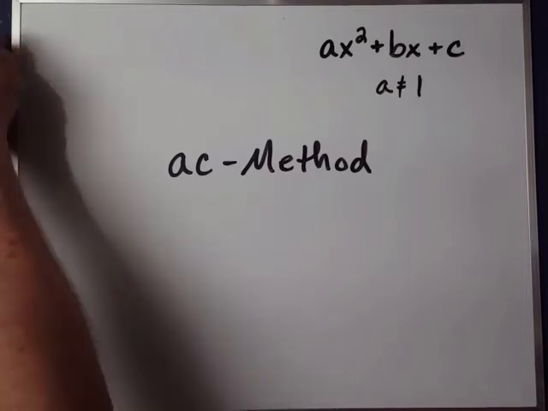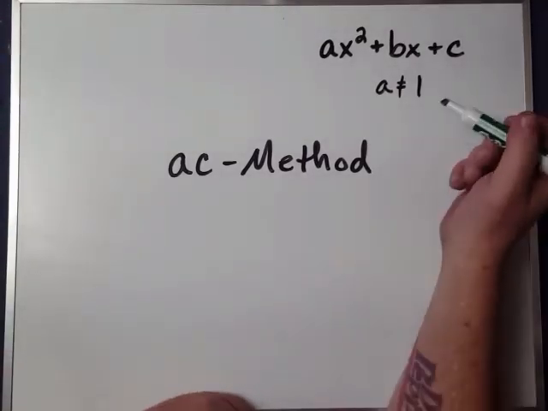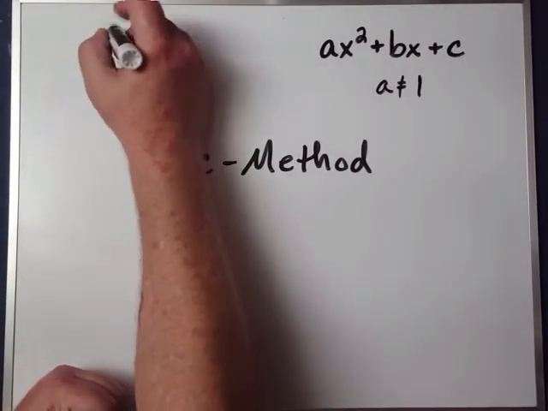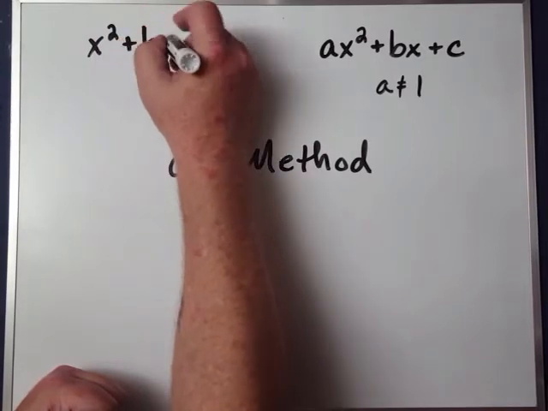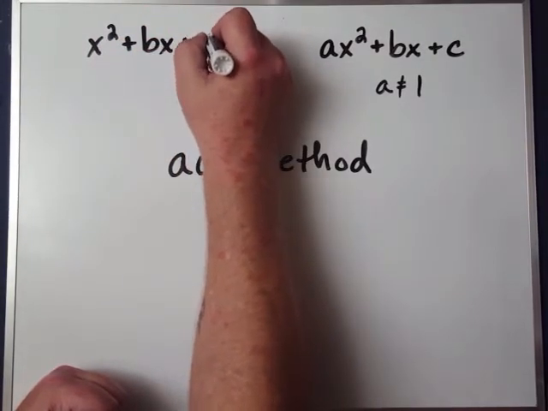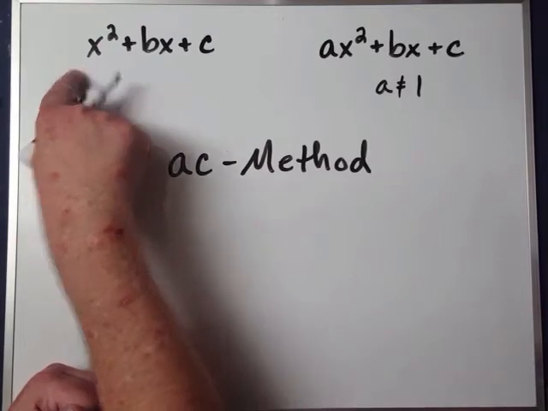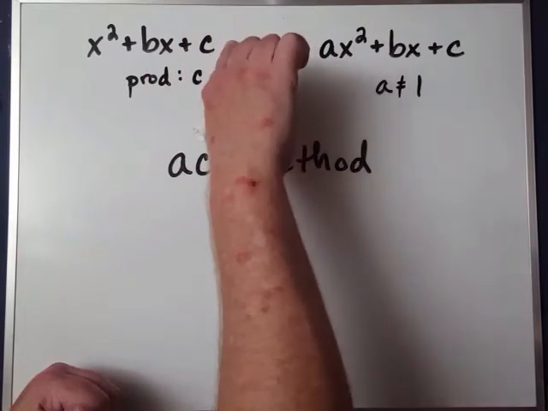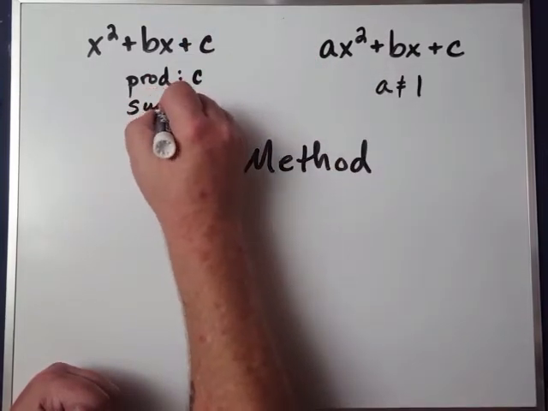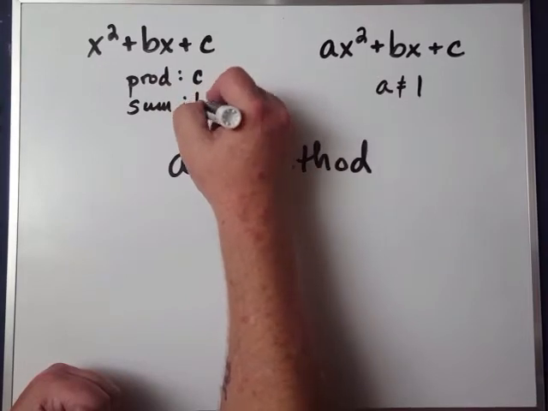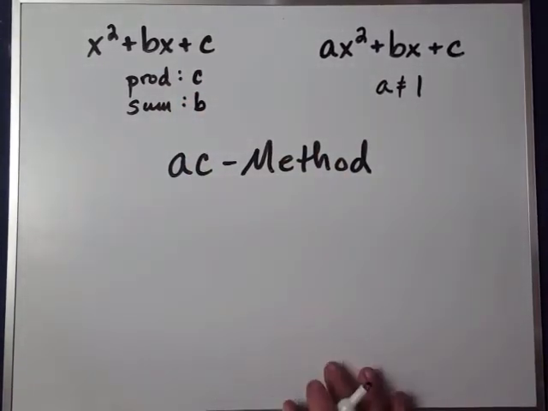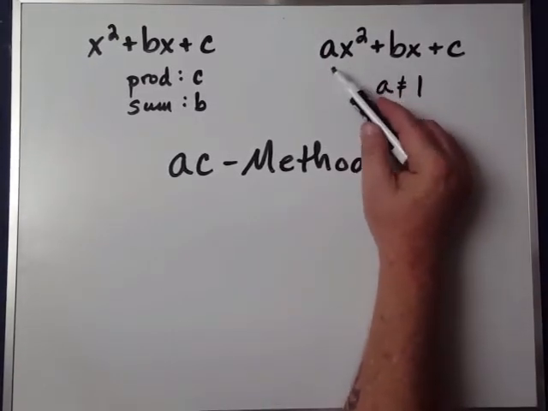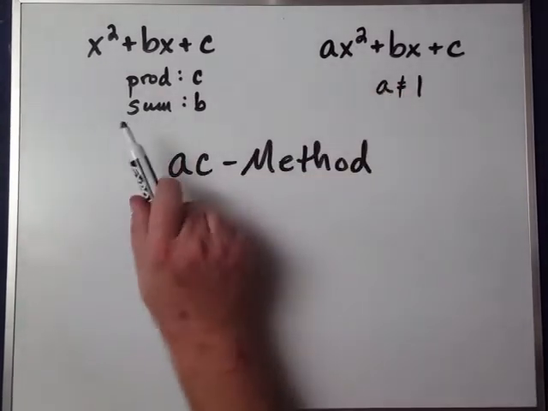But most of the time we hear this term, the AC method, and the reason for that is because we are going to look for two numbers. Now, when it was just a trinomial where that leading coefficient on the square term was 1, we looked for two numbers whose product was this number at the end and whose sum was that coefficient in the middle.